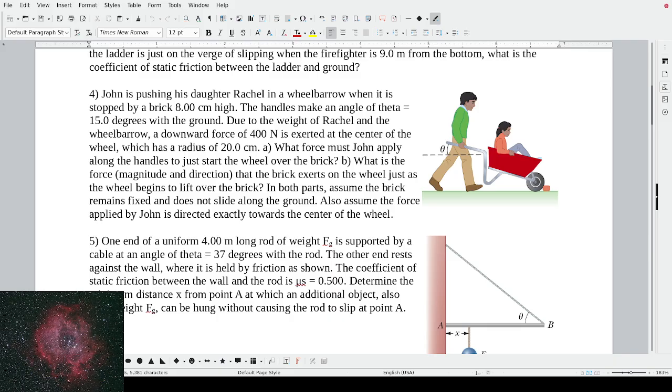Alright, due to the weight of Rachel and the wheelbarrow, a downward force of 400 newtons is exerted at the center of the wheel, which has a radius of 20 centimeters. We'll call that an FG, a gravitational force. It's strictly speaking not, but it will do fine to treat it that way. And the wheel has a radius of 20 centimeters. Actually, no, I'm going to leave this as 20 centimeters. I think it's always going to come out as a ratio, so we're not going to care about the units in the end.